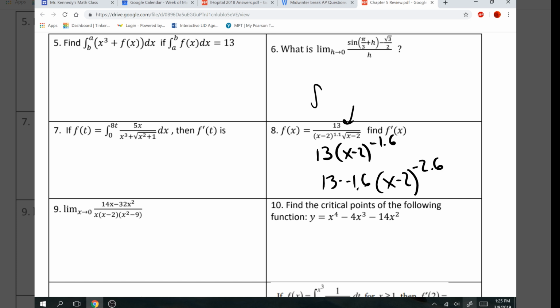And that's it. And I'm too lazy to even multiply this. What, 208 or something? So 20.8 times x minus 2 to the negative 2.6, whatever, this is fine. Yeah.